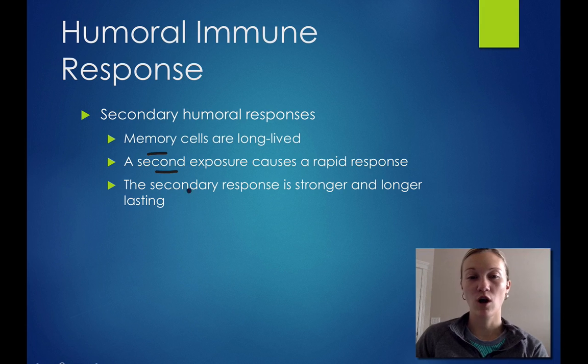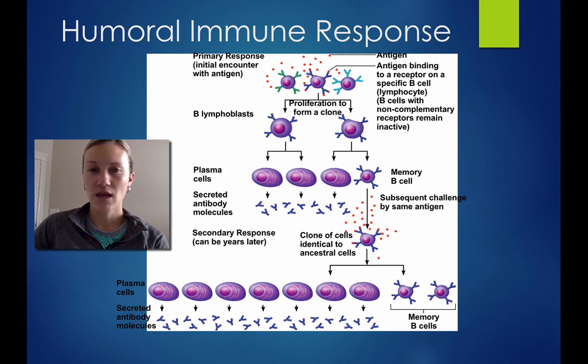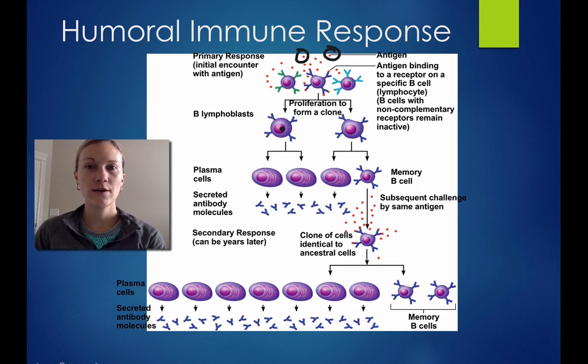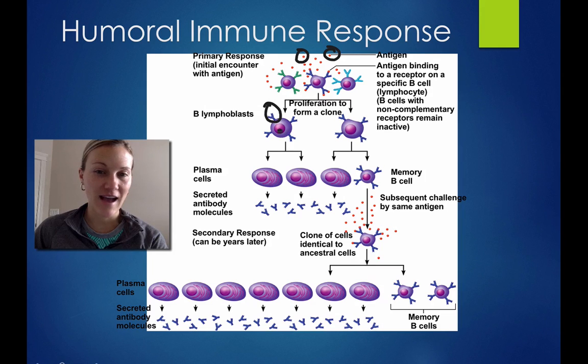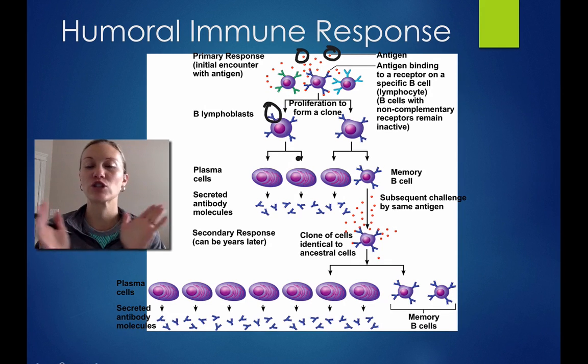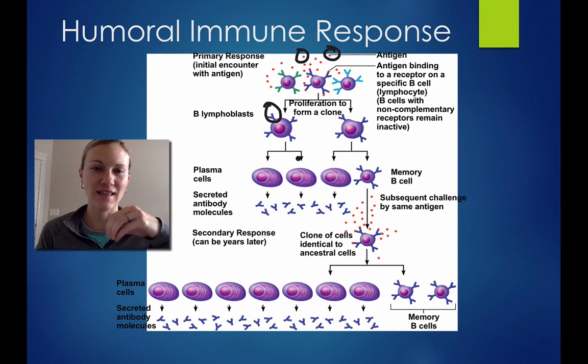A second exposure will cause the rapid response of those initial antibodies, and then the secondary response is stronger and it's longer lasting. So basically what that means is, I'm going to show you a little picture here. If we have our antigen, in this diagram they are going to be these little orange circles. Okay, so an antigen will bind to a receptor, just like this, on a specific B cell. What happens then is those B cells are going to make several clones. This little thing is the actual antibody, and it's going to have this special shape so that the antigen will bind onto that so they can destroy it.